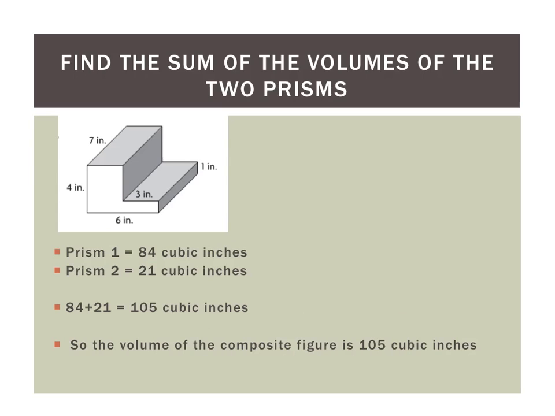Now to find the volume of the composite figure, you simply add the sum of the two separate prisms. Prism 1 was 84 cubic inches. Prism 2 was 21 cubic inches, so combined, that's 105 cubic inches. So the volume of the composite figure is 105 cubic inches.